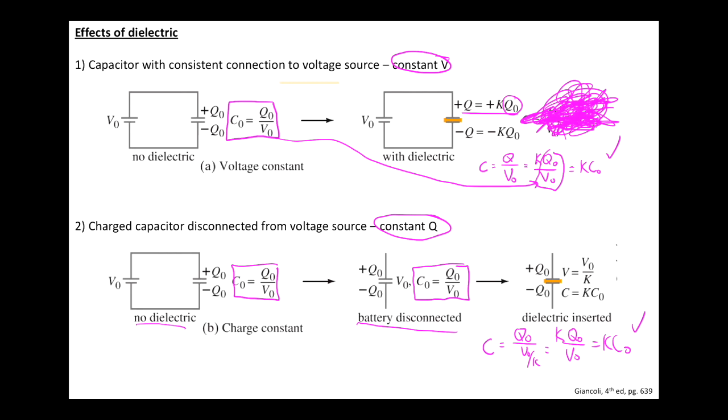Could you explain why the voltage goes down if we disconnect the charge or disconnect the battery again? The voltage only drops after I insert the dielectric. So when I first make the disconnection, the potential difference, the voltage, stays exactly the same. The increase in capacitance is coming from a drop in voltage, because of this.